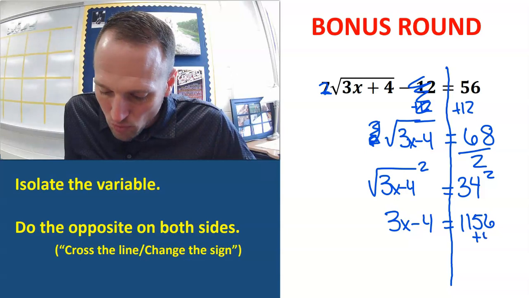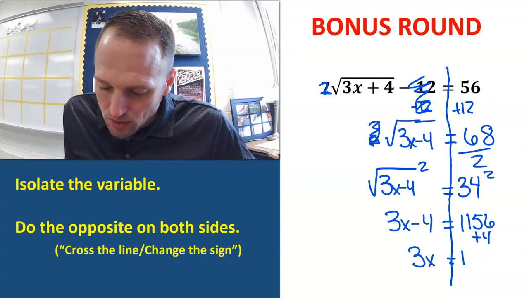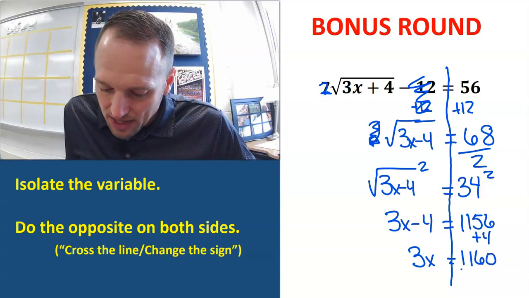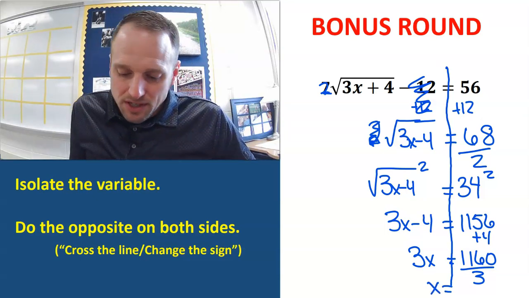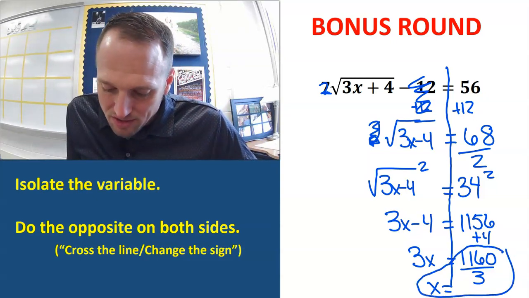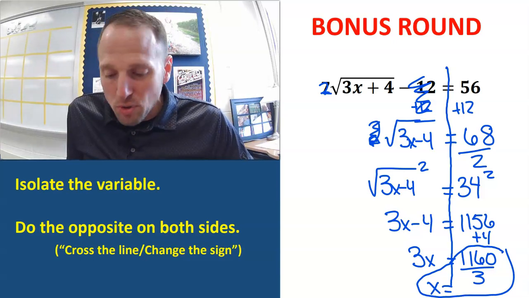Next step, add the 4 over. 3x equals 1,160. And the last step, divide by 3. x equals, let's see what that is. 1,160 divided by 3, actually that's just going to stay like this. That's definitely going to be a fraction. We'll just keep it as an improper fraction.